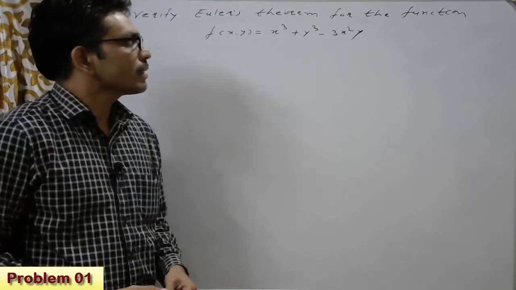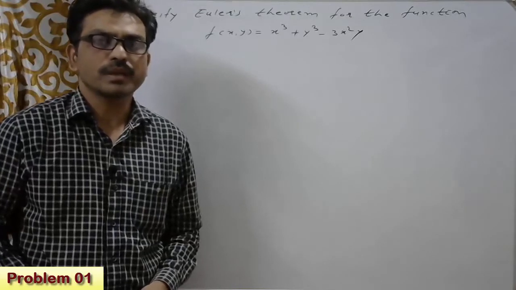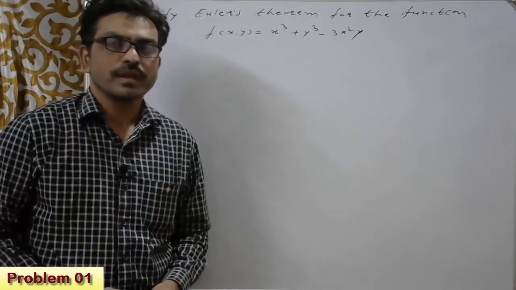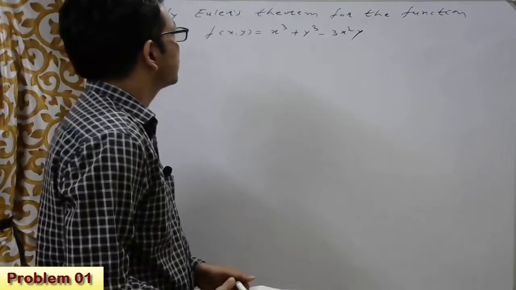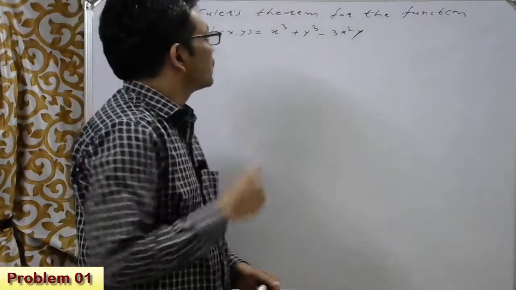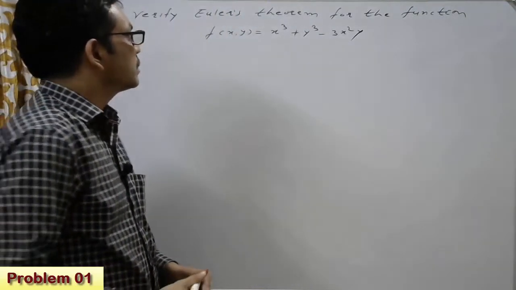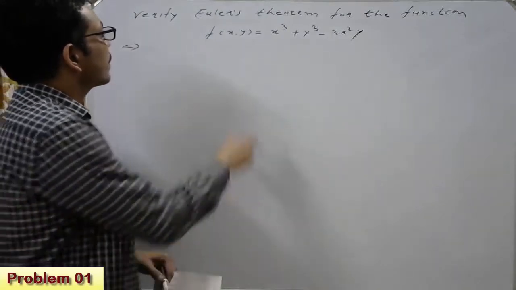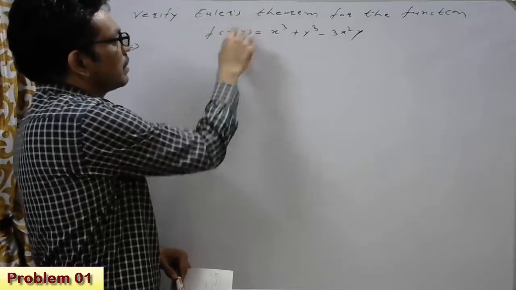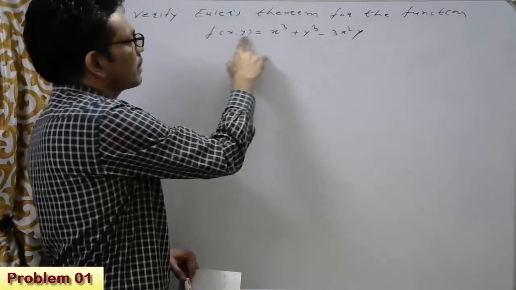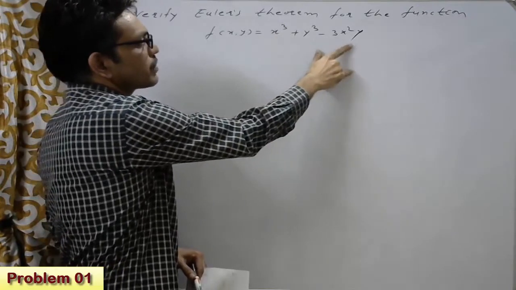Today we will discuss some problems by use of the Euler's theorem. In the last lecture, we have already seen the Euler's theorem on homogeneous functions. So, in today's lecture, we have to verify the Euler's theorem for the function f(x,y) = x^3 + y^3 - 3x^2 y.